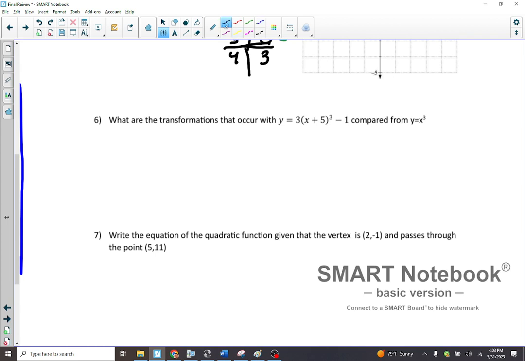What transformations occur from this compared to y cubed? Same process as always for the transformations. The a value here means it's a vertical stretch of 3. Your h value here, remember, is secretly negative 5, so that's left 5. And then your k value means you're going down 1.